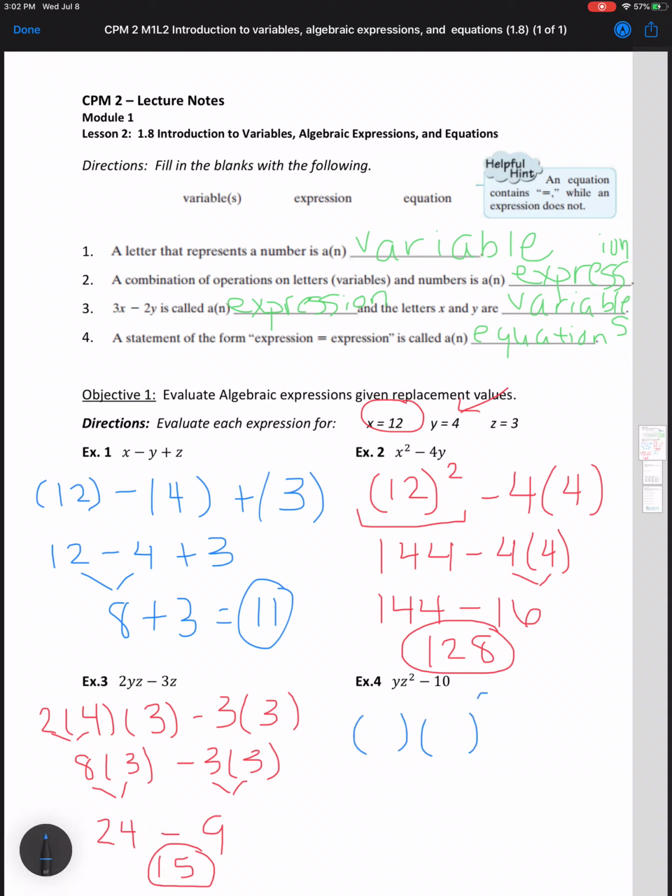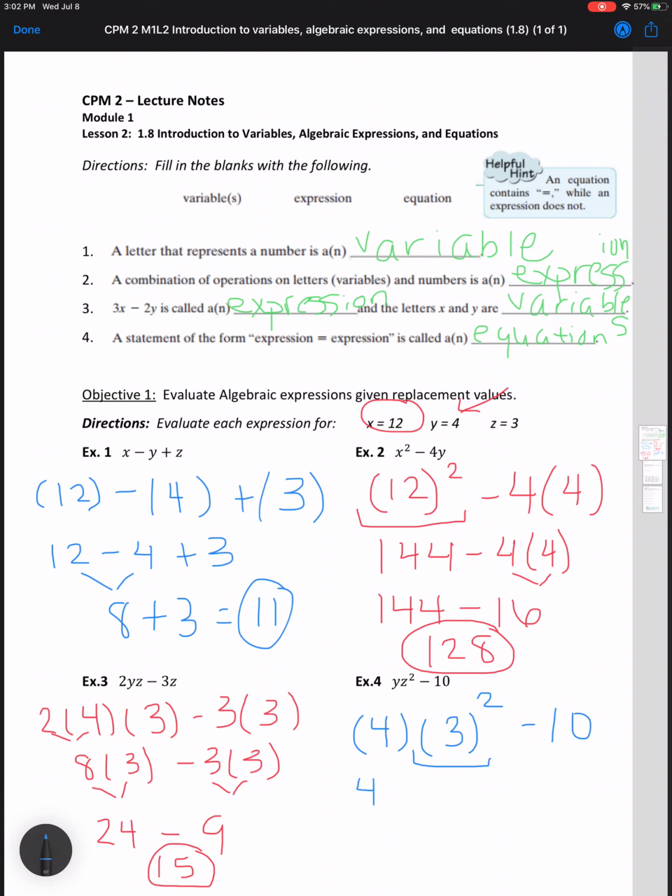I'm going to go through and put parentheses every time I come to a letter. Instead of Y, I'm plugging in 4. Instead of Z, I'm plugging in 3. So now when I go to evaluate, think about what order you should do this in. So within the parentheses, there's nothing to simplify. Next is exponents, and I do have some exponents.